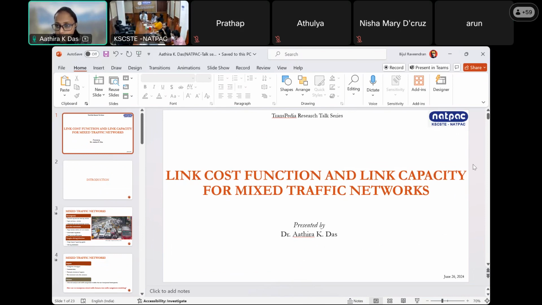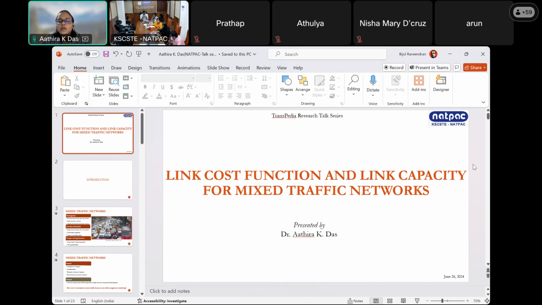Hello, Aathira K, this is Arun Chandran from NATPAC. It's a good presentation, and my question is, have you tried this in any kind of planning software and compared the BPR function values with the link cost function that you estimated? Have you tried it in any planning software for any CNBs or CTTS?